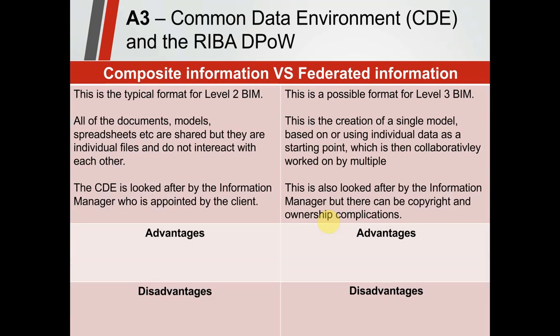So we're going to have a look now at something called composite information and federated information. Within a CDE, you will either have composite information, federated information, or potentially you might have a mix of the two within that document. If we start off, and we've got this side of the table being the composite information, this side being the federated. If we start on this side, composite information, it's the typical format of information that you have for level 2 BIM.